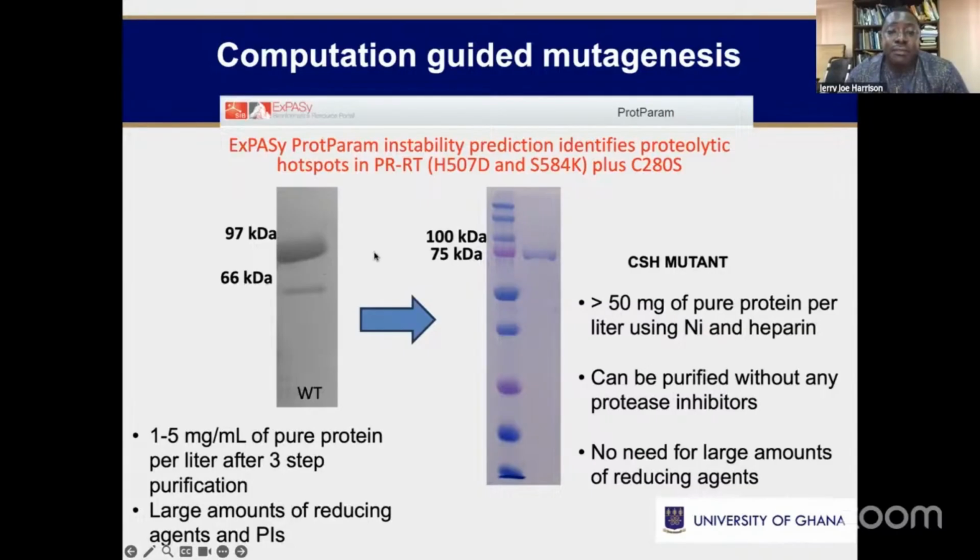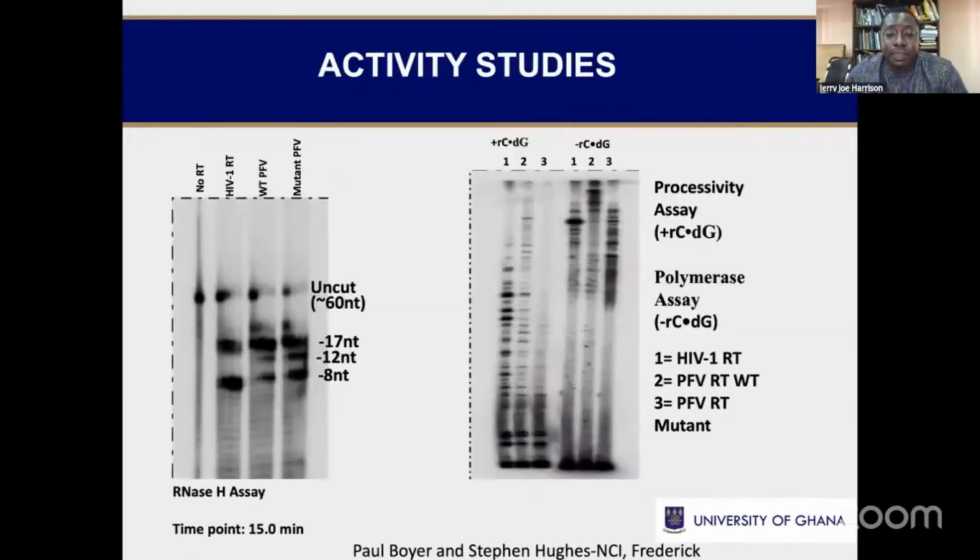You didn't have any issue with breakdown. And so this was really nice for us, to get intact protein that we could use for our various crystallization efforts to try to get to the structure.